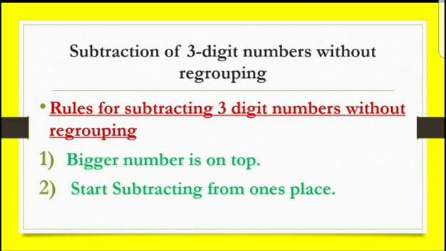Now, the second rule is to start subtracting from the ones place. Children, you know in two-digit numbers how many place values are there? Yes, ones and tens. And in three-digit numbers how many are there? Yes, ones, tens, and the third one is hundreds. So among all these three place values, always you will start subtracting from the ones place. So these are two rules which you are supposed to keep in mind while doing subtraction.